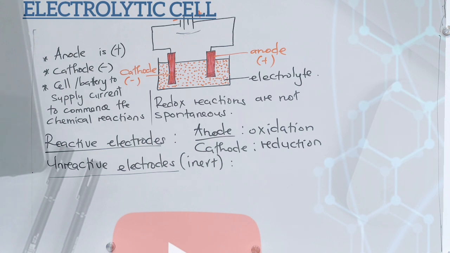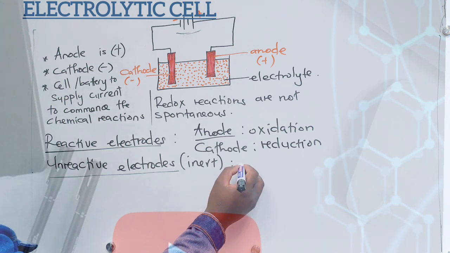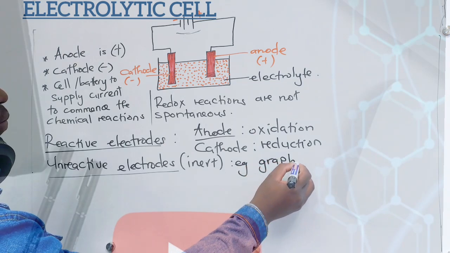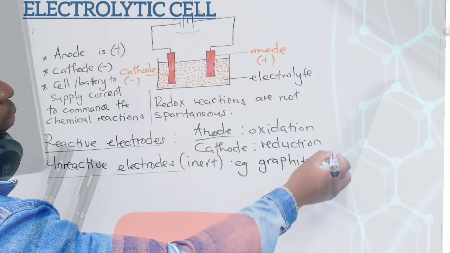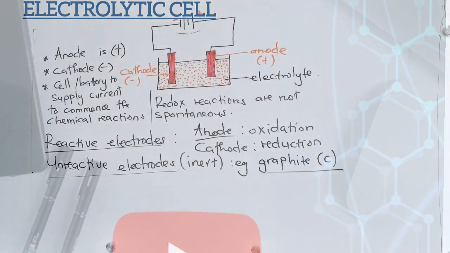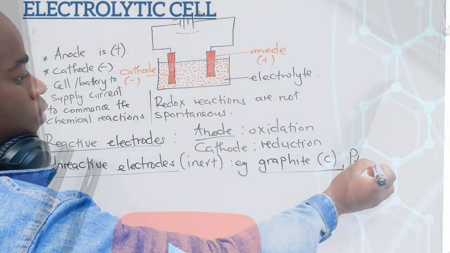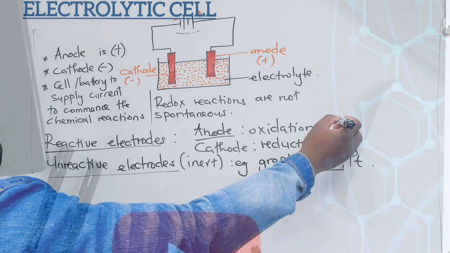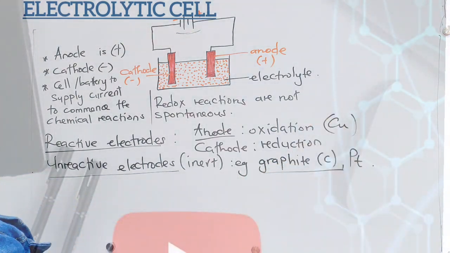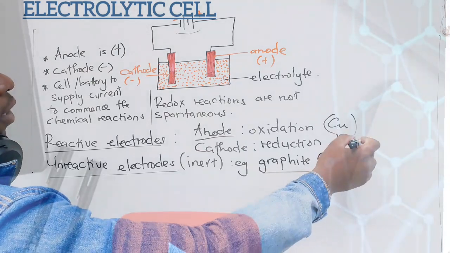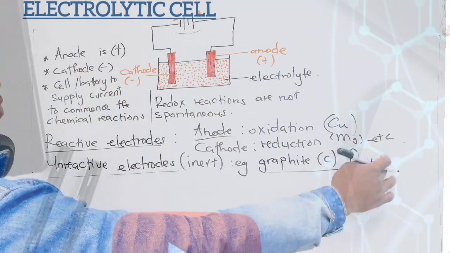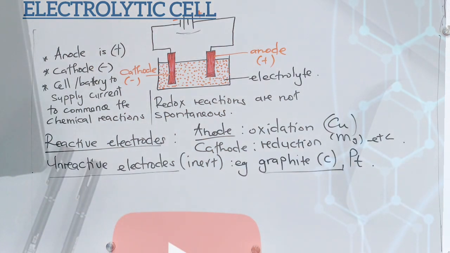Examples of unreactive electrodes include graphite. Graphite is a carbon, and that one is unreactive. We also have platinum. Then for reactive electrodes, we have copper. It's reactive. Magnesium is reactive, etc. It's a lot. Even here, we also have other non-reactive, unreactive electrodes.